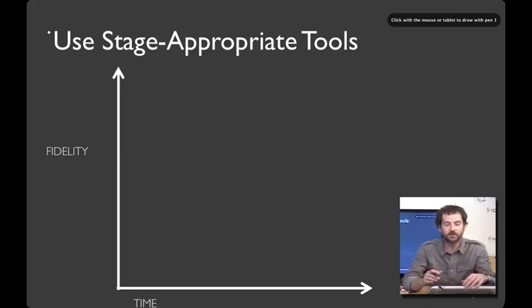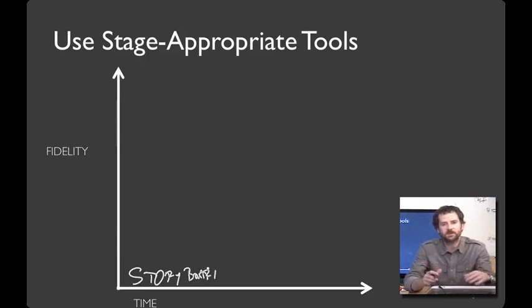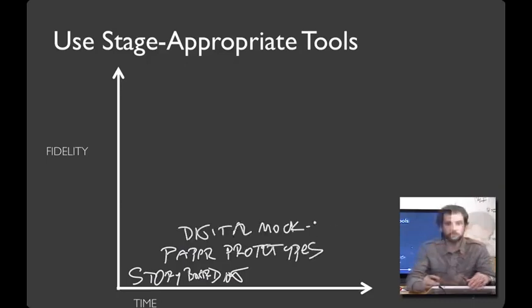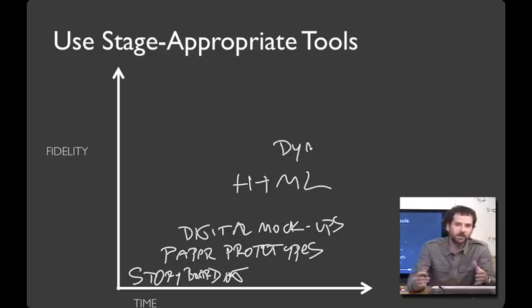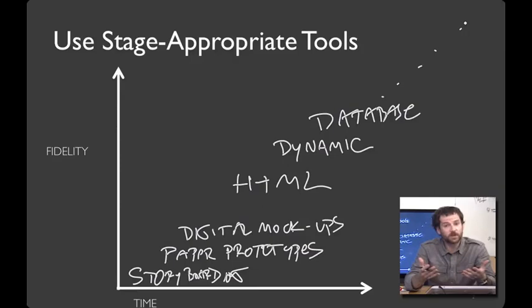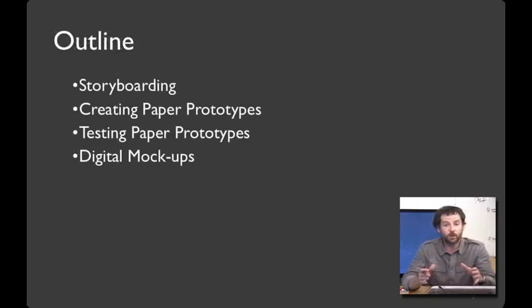So, for example, you might start out by storyboarding, which is the first technique we'll learn today. That'll give you a sense of the tasks and scenarios you'd like to support. Then you might move on to paper prototypes, and from there, digital mockups. Then, if you're in the web domain, some static HTML, and only then get dynamic, add in the database and the other fancy parts. Picking the right tool for the job helps you focus on the questions that you're at that particular stage in the design process. So in this video, we're going to talk about storyboarding, creating and testing paper prototypes, and moving on to digital mockups.